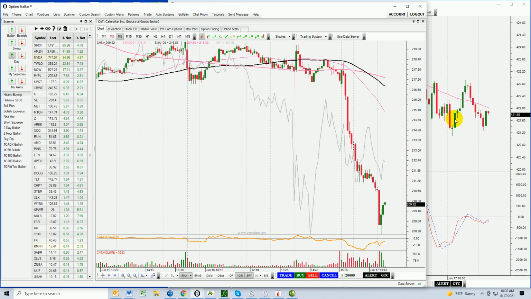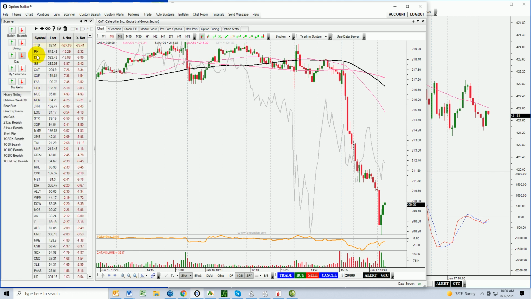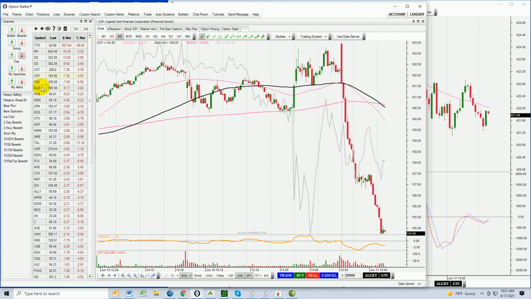So when you get this type of market bounce right in here and you start running your bearish searches like heavy selling, you're going to see Caterpillar in here. You're going to see a bunch of stocks in here. Gold, absolutely trash today. There's another banking stock right there. Look at that relative weakness. Relative weakness is great to trade.